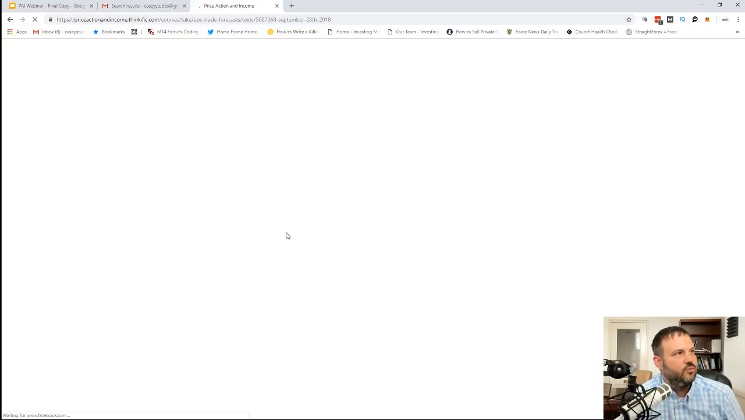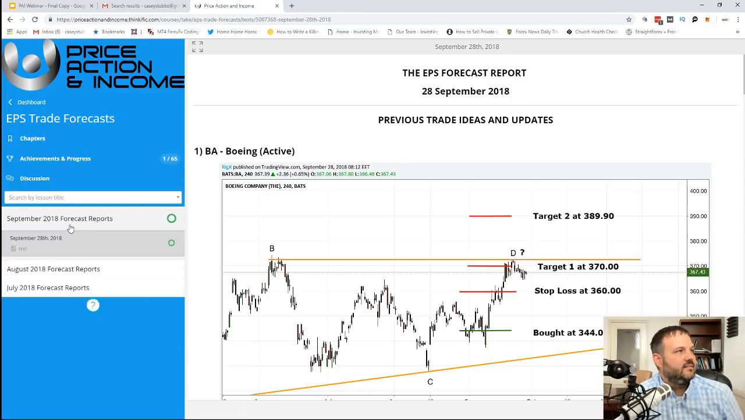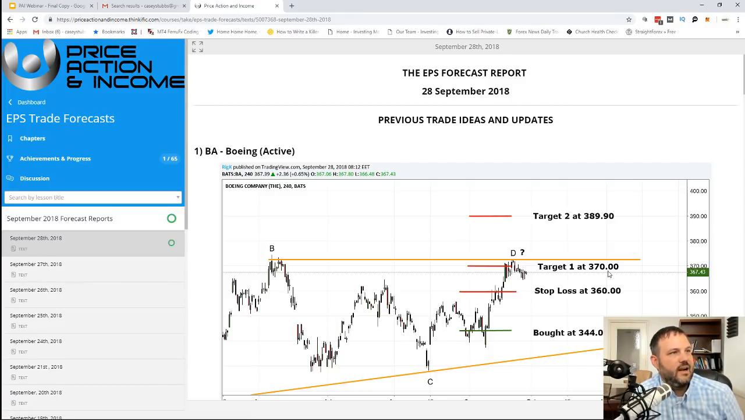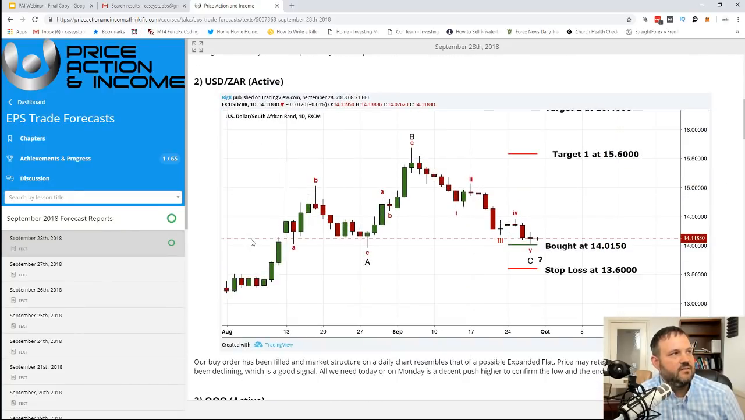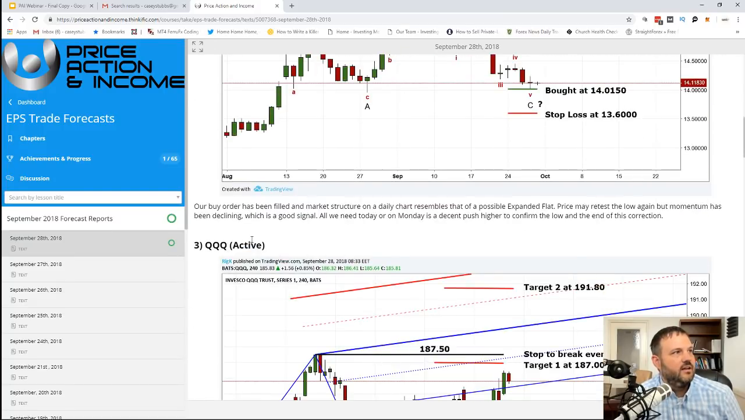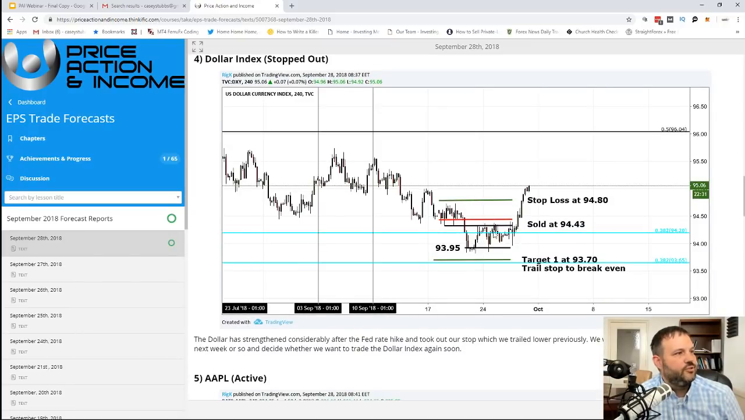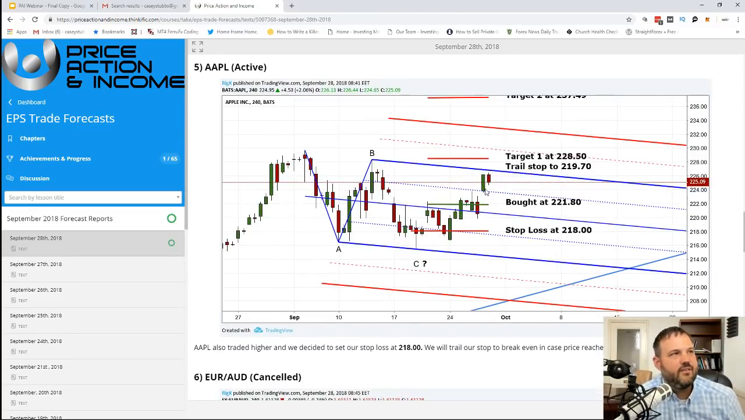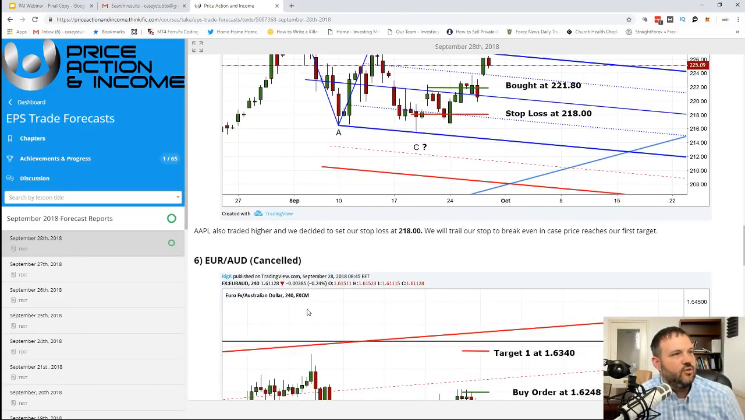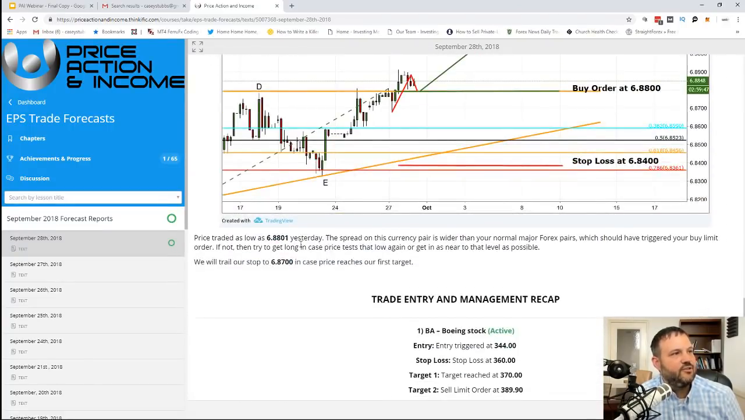The forecast is really cool because it gives his, like, here's the one for today, September 28th. And right now we have a Boeing trade that's active, a USD ZAR, a QQQ, and a dollar index. This was a loser. We have Apple, which is currently active. I'm currently up around $500 on this trade. The Euro-Australian trade was canceled, and then he's got a USDC. So he actually has 7 trades going on right now.